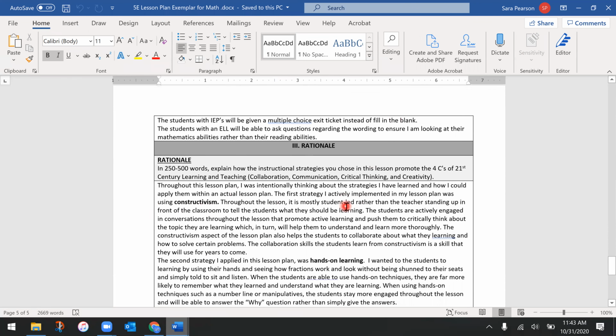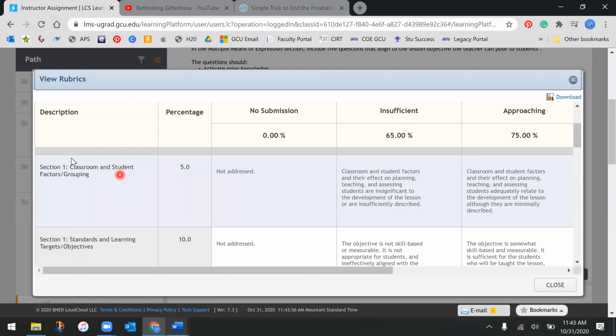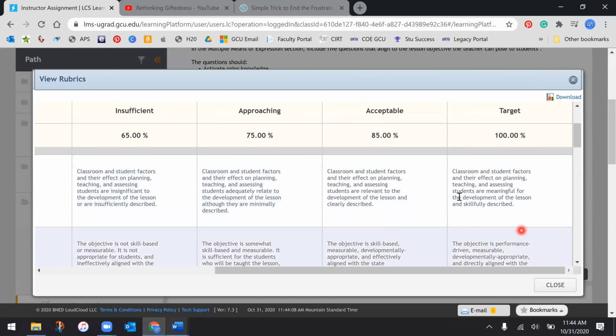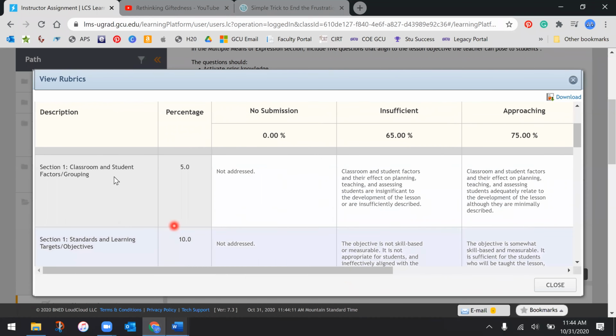So let's take a quick look at the rubric so you know how you will be graded. First, are you considering all the students and the factors in the grouping of your students? You've considered their effects on planning, you are assessing students in a meaningful way throughout the lesson. With our ELLs, remember they have language barriers. So how can you support them with language? For example, I can give them sentence frames to help them talk. I can give them word banks or picture word banks to help them understand the words we're using.